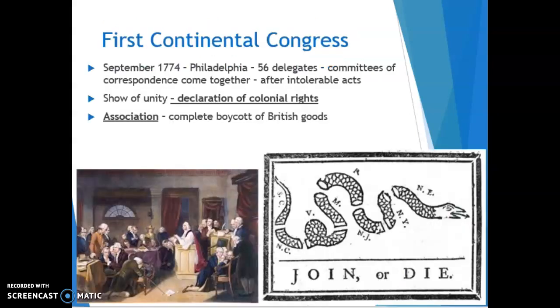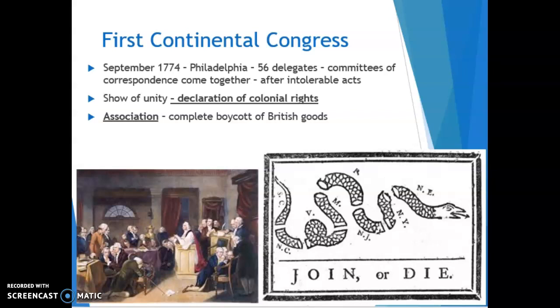So let's first start with the Continental Congress, the first one in September of 1774 in Philadelphia. You have 56 delegates coming together through the committees of correspondence, and that's of course to foster communication. But notice the theme of unity here as you're bringing the colonists from all colonies together.